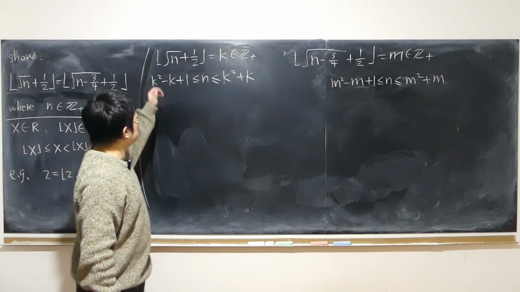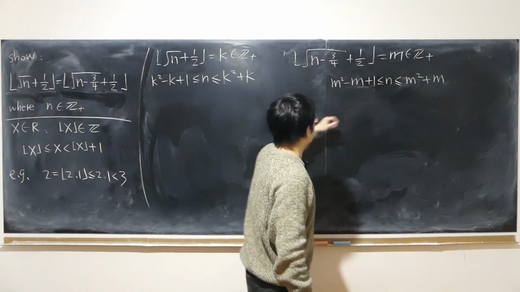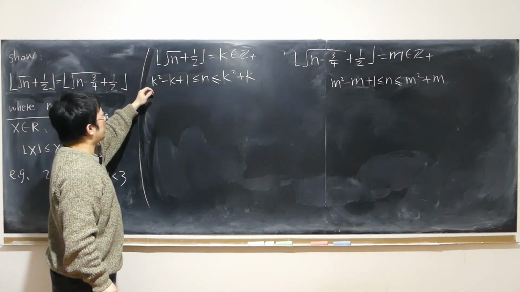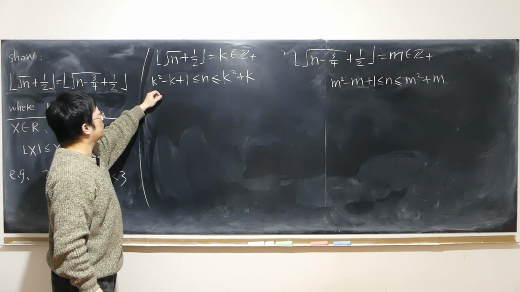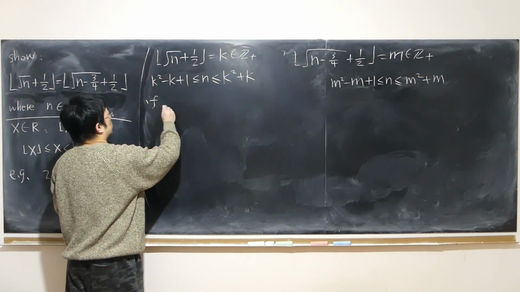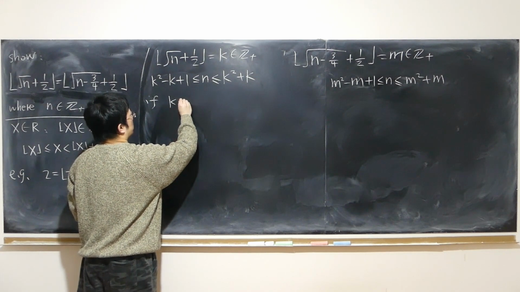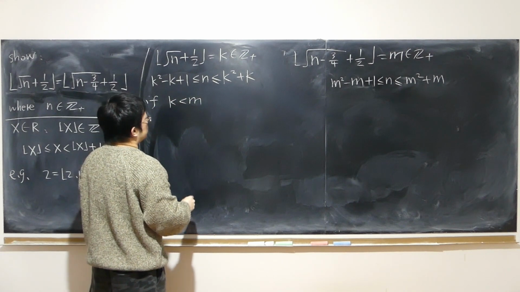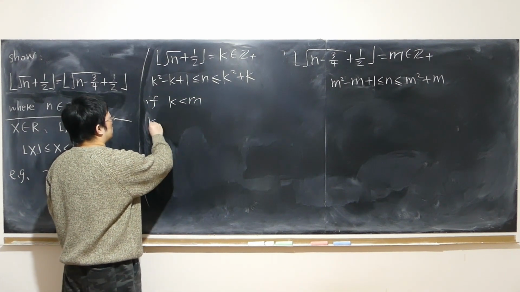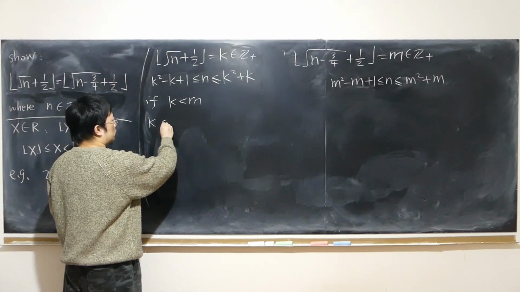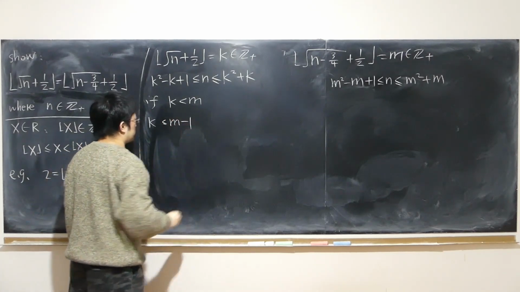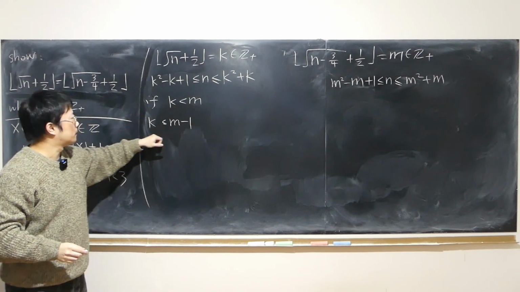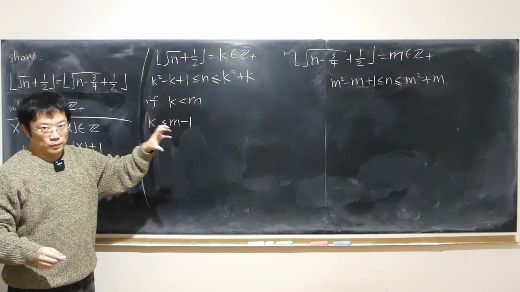Next, we prove m must equal k. So I've denoted this floor as k, that floor as m, and eventually reached these two inequalities in the same format. Now we prove m must equal k. Why? Because if I assume k is less than m, what's going to happen? If k is less than m, that means k cannot equal m, but could be equal to m minus 1. For example, if some unknown integer is strictly less than 9, it cannot equal 9, but could be equal to 8.